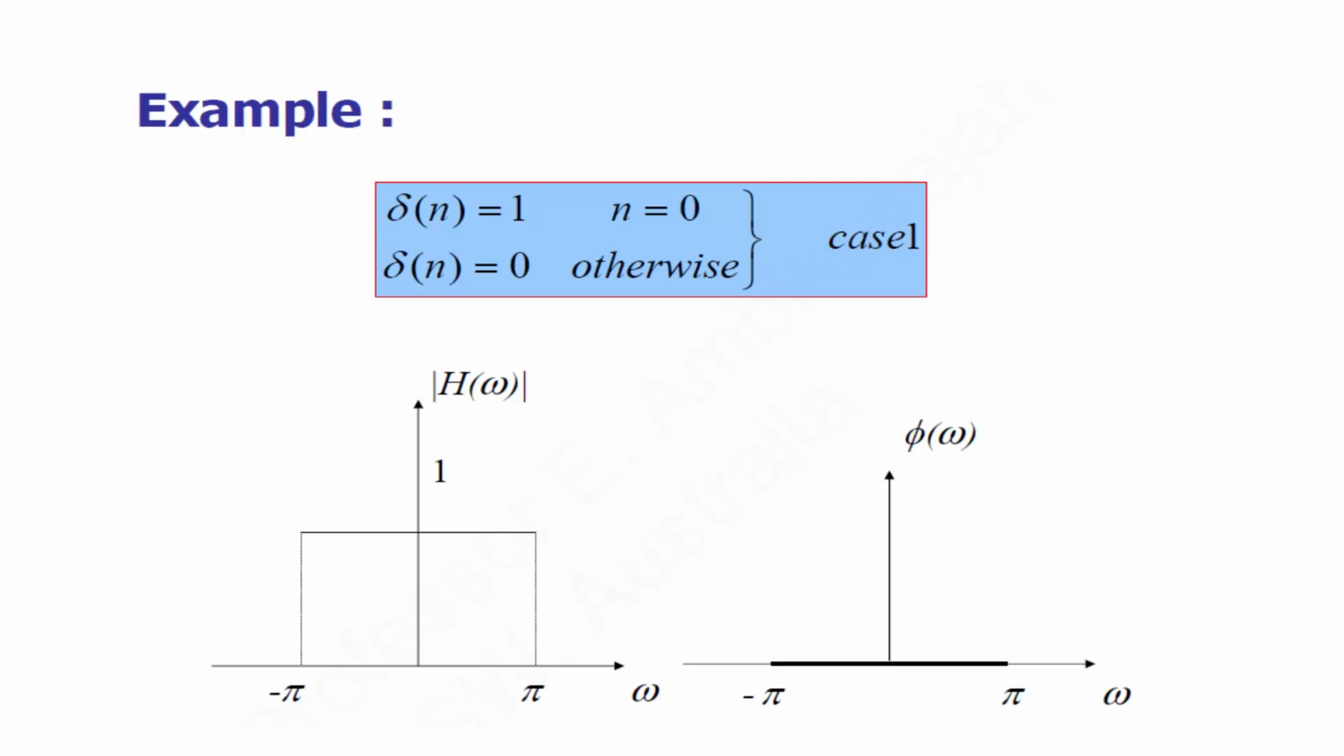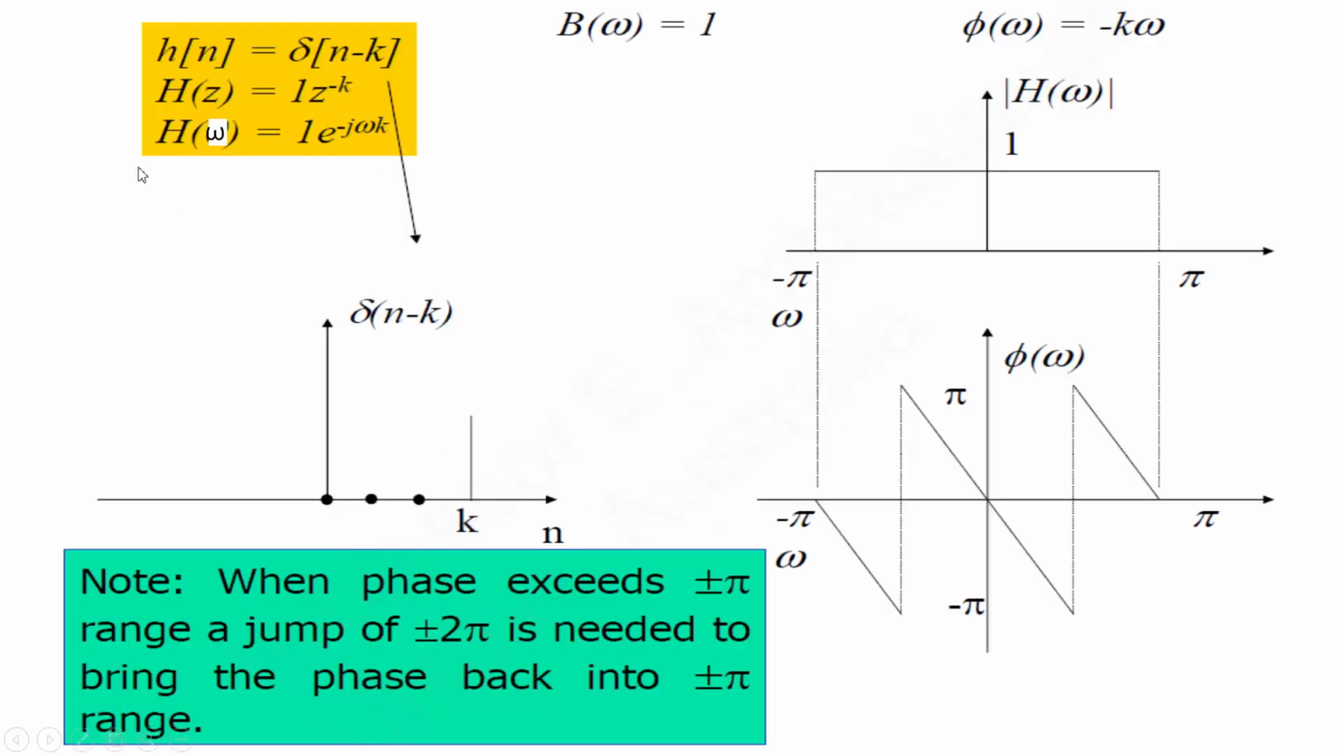Okay, we all know the characteristics of the delta function. Now let's take case 2, where the delta function is shifted by k. This graph shows the delta value where the impulse function is shifted by k, and only at n equal to k the value is 1. For all the rest of the samples the value is 0.